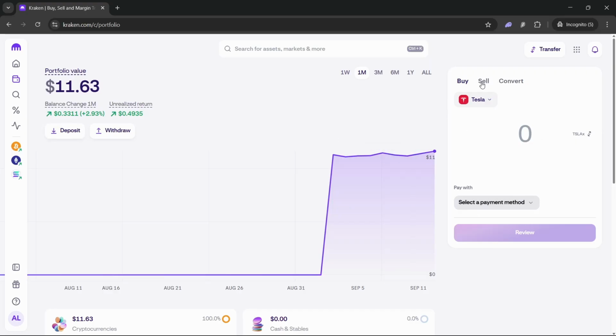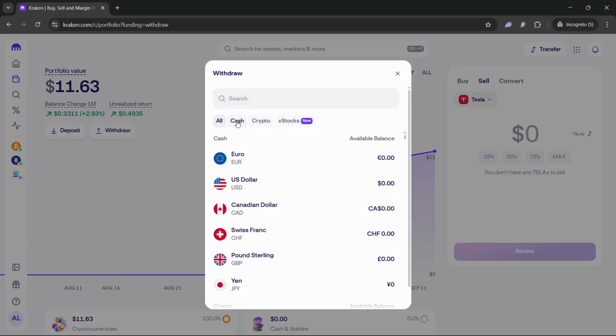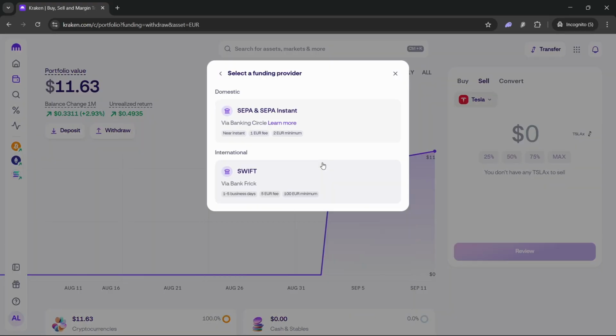After that, whenever you want to sell them, after holding them for a long time or whenever you want, you can just go to sell and sell them right here. And you can even withdraw the profits or any money you have gotten with that by clicking withdraw and then getting a transfer directly into your bank account.